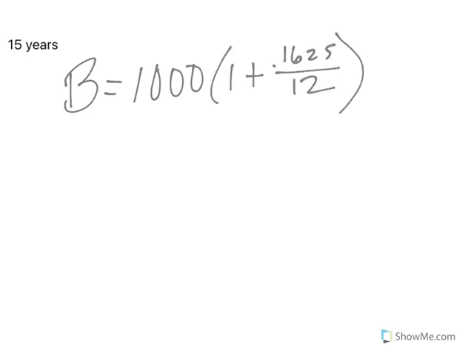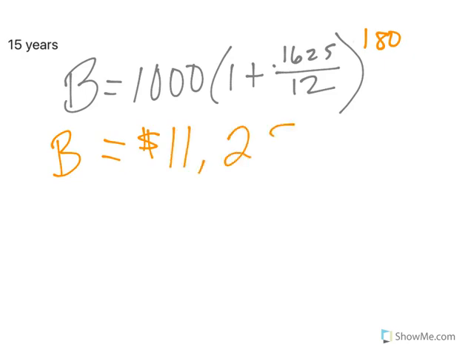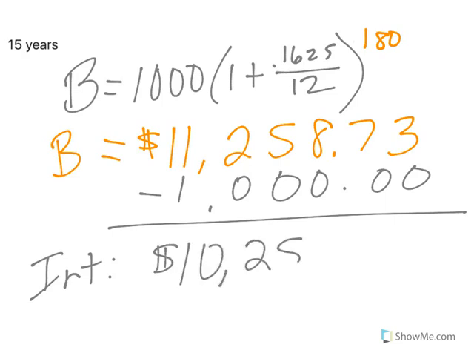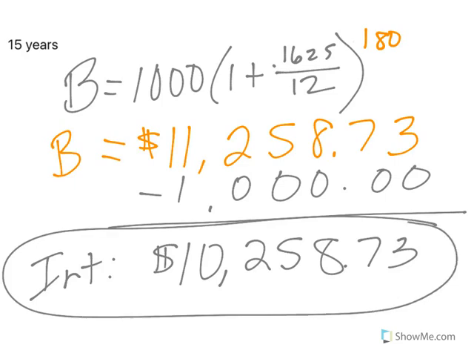So formula, we start with $1,000, times 1 plus 0.1625. We're still dividing by 12 because it's all about monthly. But now we're multiplying by 15 years. So 12 times 15 is 180. So my exponent's 180. And that's going to then come out of my calculator as $11,258.73. I'm going to take away the $1,000 that I started with, and so my interest after 15 years would be $10,258.73. And then, my friends, we have a party, right? Because that is fantastic.